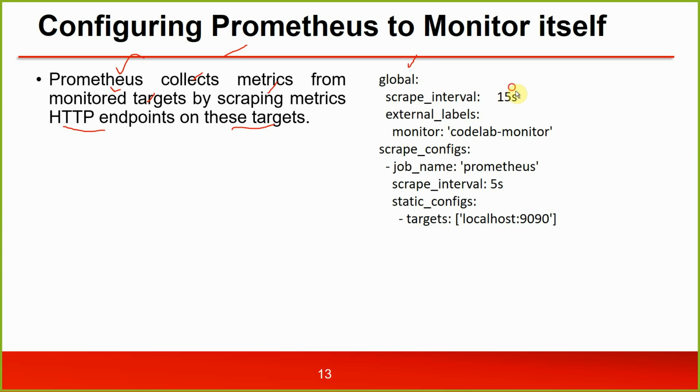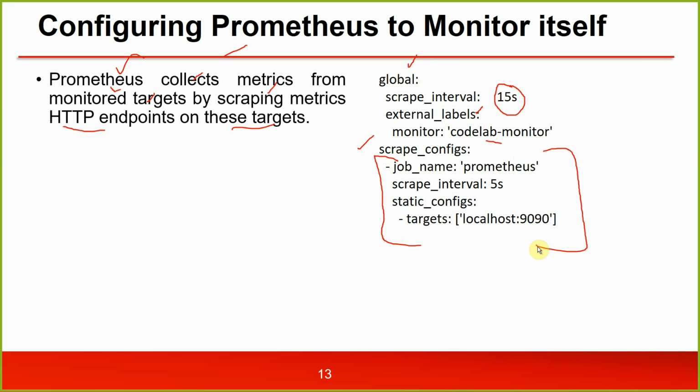Like this is global settings, scrape interval 15 seconds, external labels, then scrape configuration. This is the job name. So we are going to add multiple jobs in our Prometheus throughout the training. You'll have at least 4 or 5 of them during this training, because we'll be using Prometheus to scrape node exporter also, MySQL also. A lot of examples I'm going to demonstrate. So we'll be configuring that.